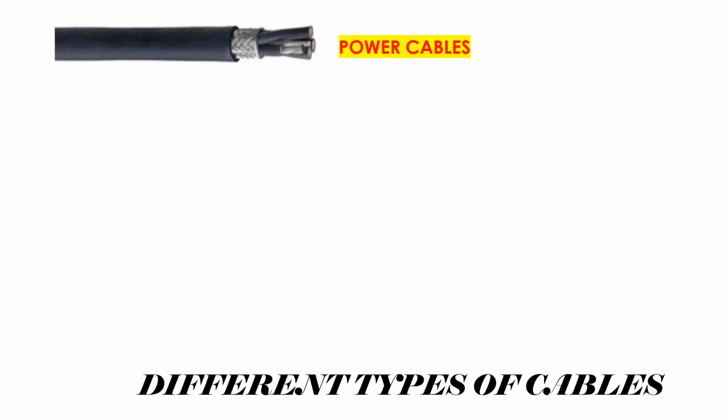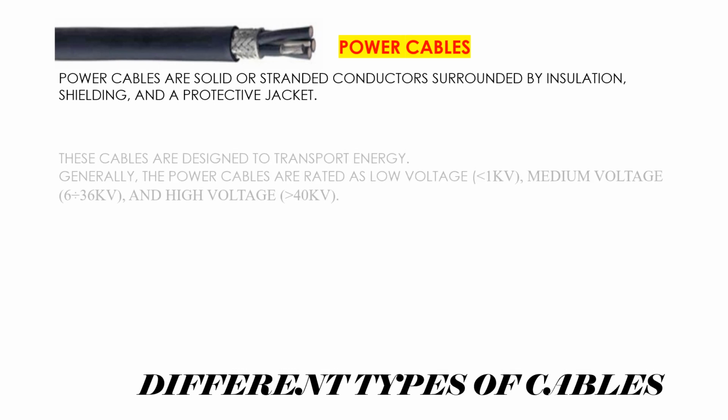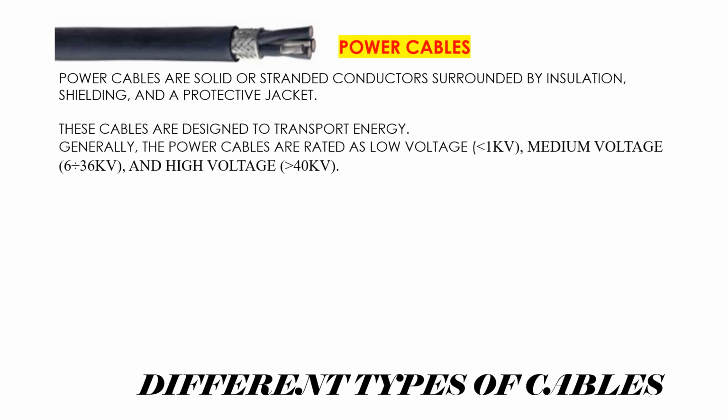Different types of cables. What is that? Of course, very familiar: power cables. Power cables are solid or stranded conductors surrounded by insulation, shielding, and a protective jacket. These cables are designed to transport energy. Generally, power cables are rated as low voltage, medium voltage, and high voltage.